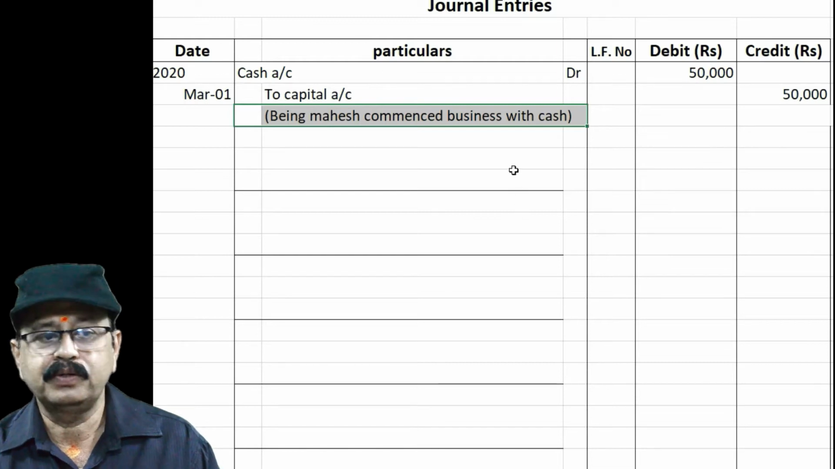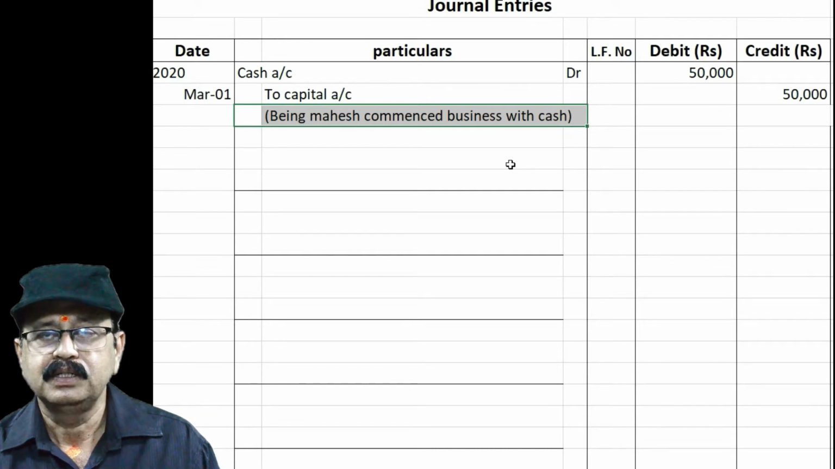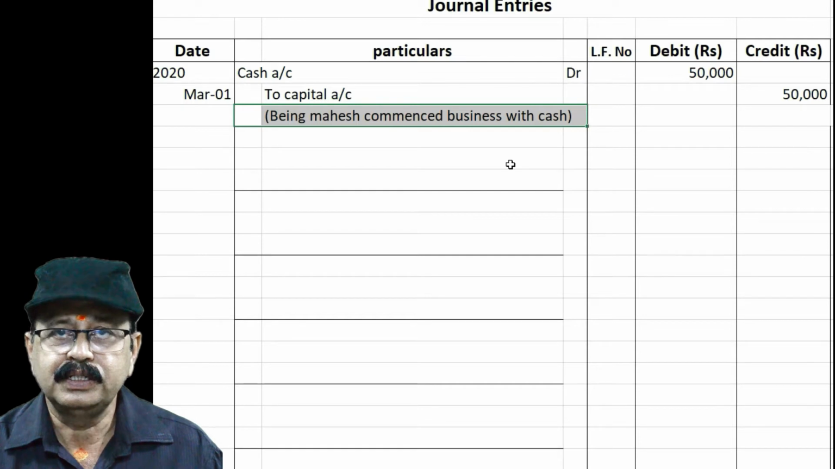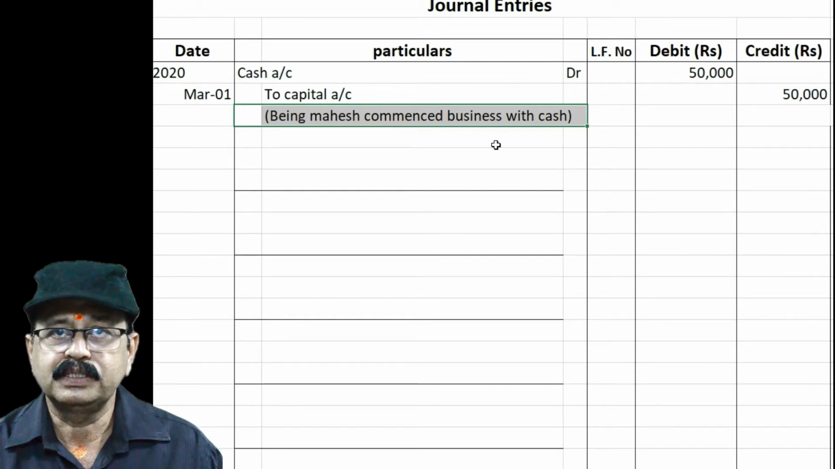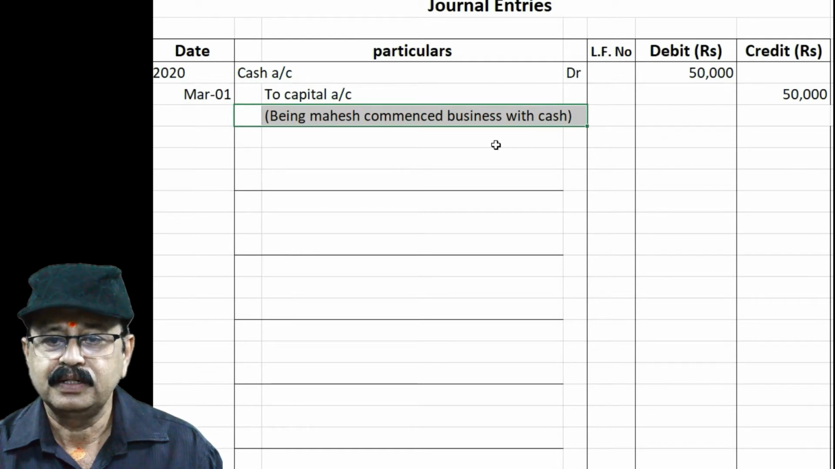So this is one journal entry. How are we going to read it? Cash account debit to capital account, being Mahesh commenced business with cash. This is known as a journal entry. The way of writing the transaction in the journal is known as journalizing. These things I explained in the previous videos. Okay, so I am going to explain the second transaction.